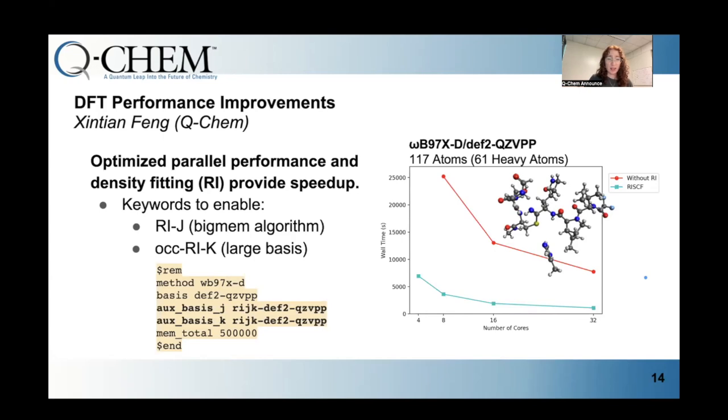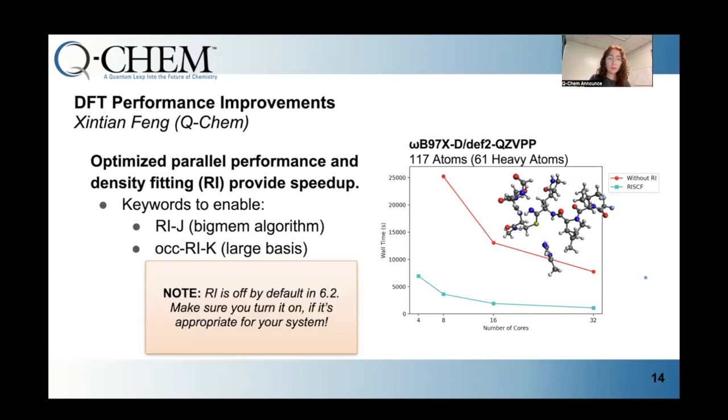The aux basis J and aux basis K keywords are what you're going to want to use here, just requesting an RI basis or an auxiliary basis for doing this calculation, and this will automatically activate either RIJ or RIK. So you can see you get this very significant speed up, and it's been pretty well optimized for parallel scaling for large basis sets. So we're really excited about that. RI is still off by default for 6.2. So make sure you turn it on if it's appropriate for your system.